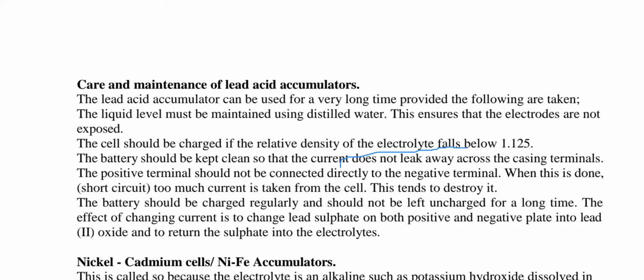Then, another thing you should know when dealing with that battery is that the positive terminal should not be connected directly to the negative terminal. Once you make such a mistake, a short circuit is going to happen, which means too much current is taken from the cell, and it is going to destroy the cell. So, for you to maintain the battery, the positive terminal should not be connected directly to the negative terminal, because too much current is going to be taken away from the cell and it will destroy it.